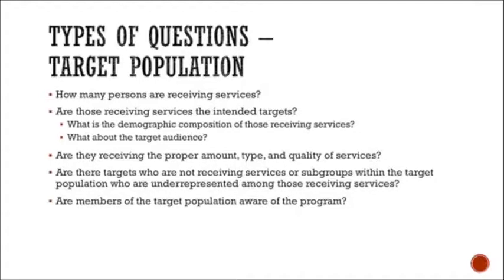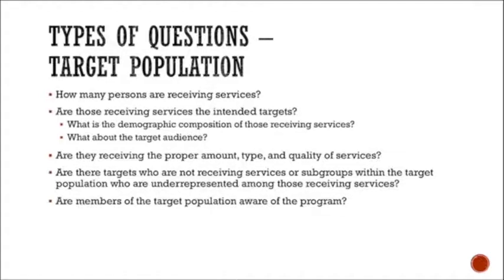How many persons are receiving services is a question you can ask in order to figure out both the target population information, the quantity of individuals receiving benefits. Are those receiving services the intended targets, which includes sub-questions about knowing who the target audience is, as well as what is the composition demographically of the people who are receiving services. So you may need information on socioeconomic status, education level, racial background as well, in order to be able to have the answers to these questions and compare whether you're receiving the target population.